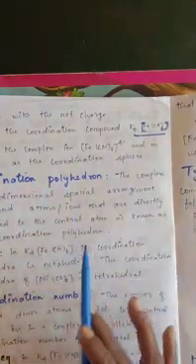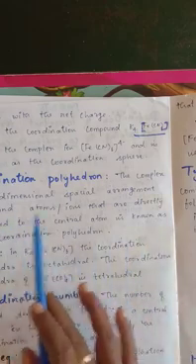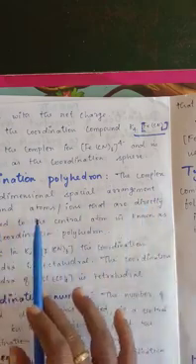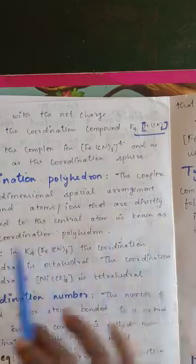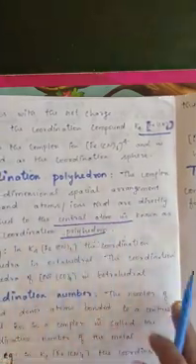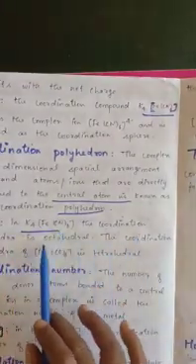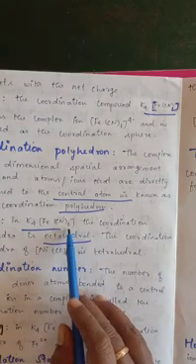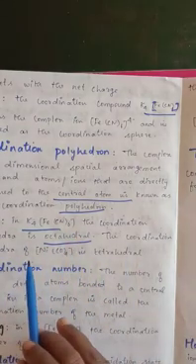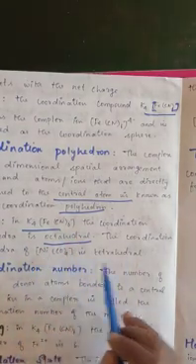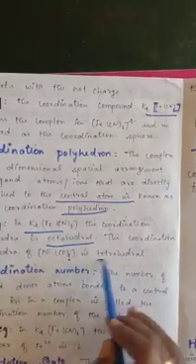Next one, coordination polyhedron. The three-dimensional spatial arrangement of the ligands or atoms that are directly attached to the central atom is known as the coordination polyhedron. In the K4[Fe(CN)6] example, the coordination polyhedron is octahedral, because 6 means octahedral. The coordination polyhedron of Ni(CO)4 is tetrahedral, because 4 means tetrahedral.